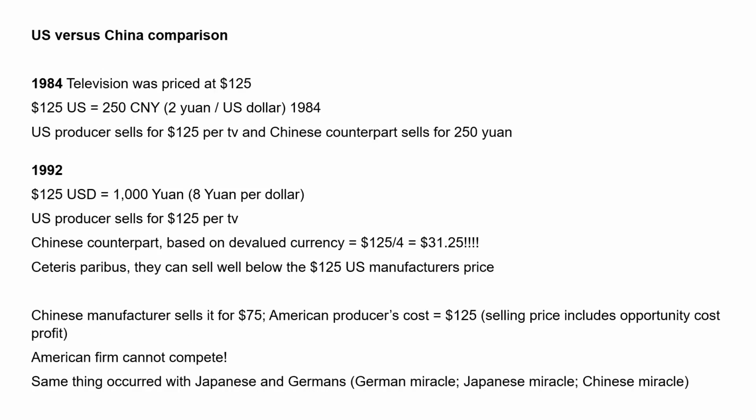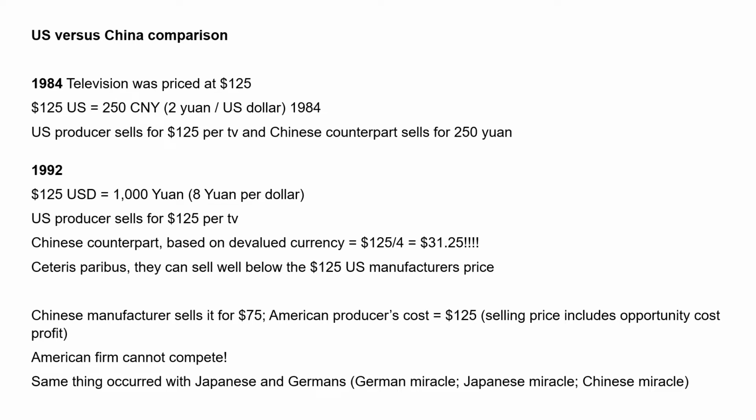So here's our example, and it may or may not be an appropriate example, but it's something we can all probably get our heads wrapped around. So it's a US versus China comparison. Here we are in 1984. We've got televisions that are priced at $125. The price of the yuan at that time was 2 yuan per dollar. So in the US, the television was priced at $125, and for the Chinese, they would price it at 250 yuan. 125 US dollars, same price, everything is on par with one another.